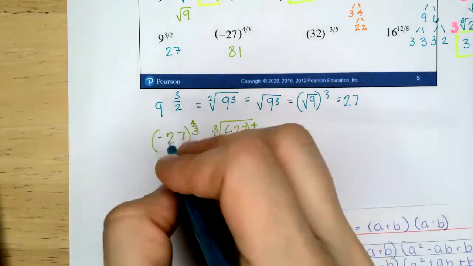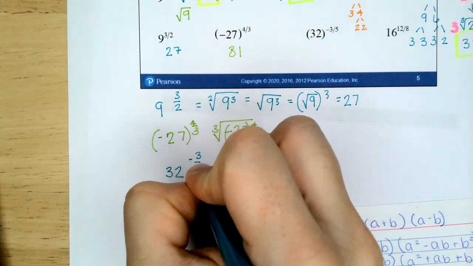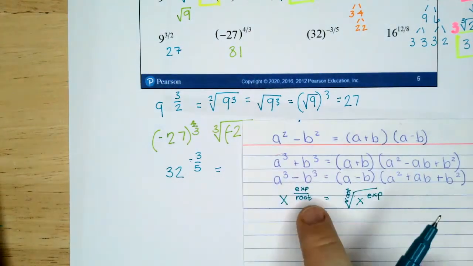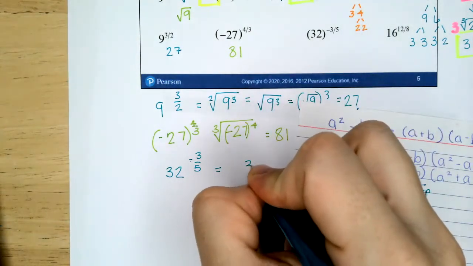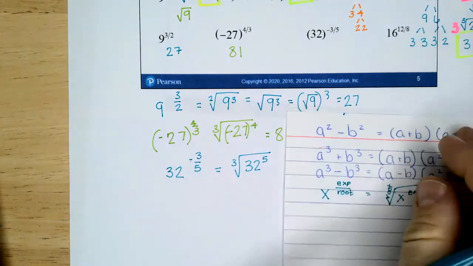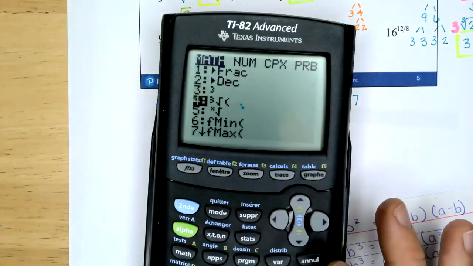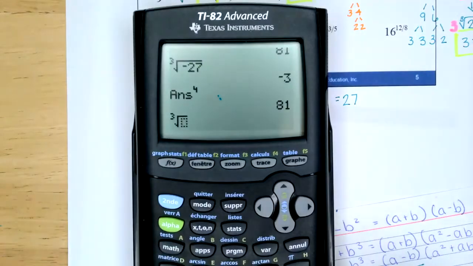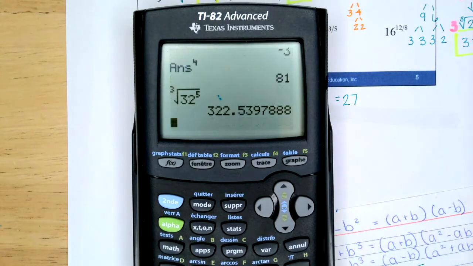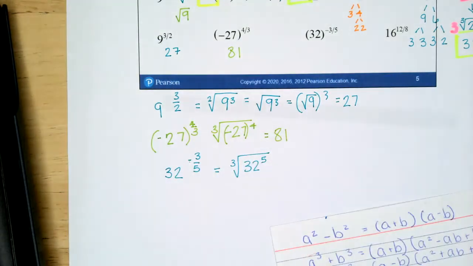Now we have 32 to the negative 3/5. The root is the 5, so I have 32 to the 5th. And then I'm going to take the cubed root of that. Cubed root of 32 to the 5th is that. Oh, sorry. Negative.